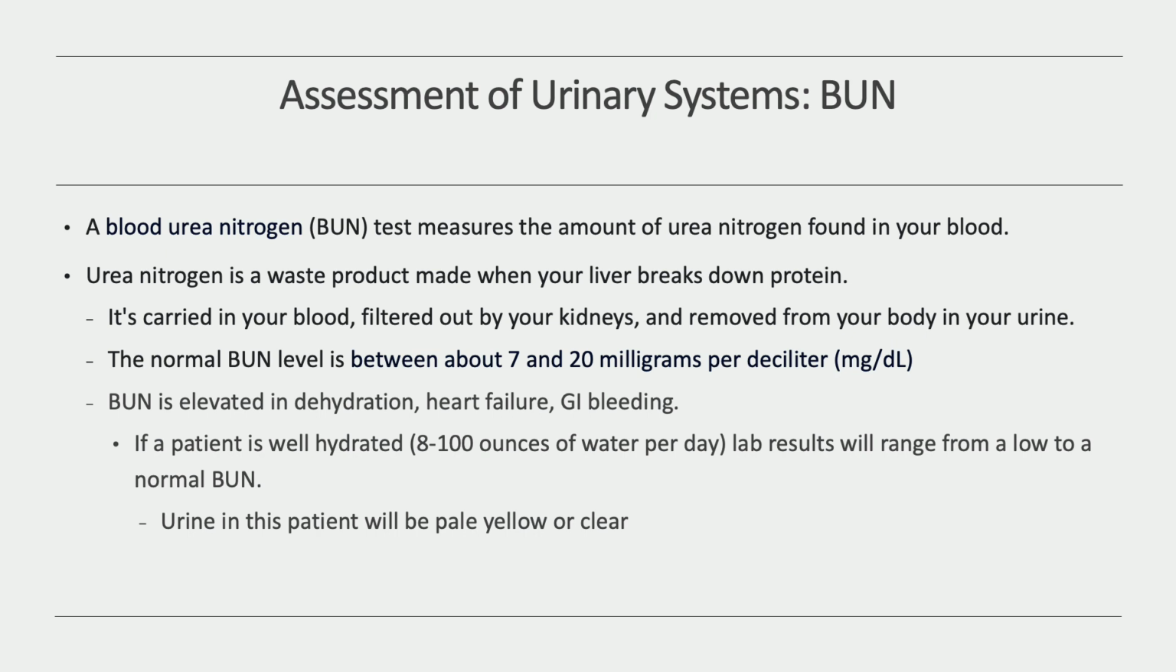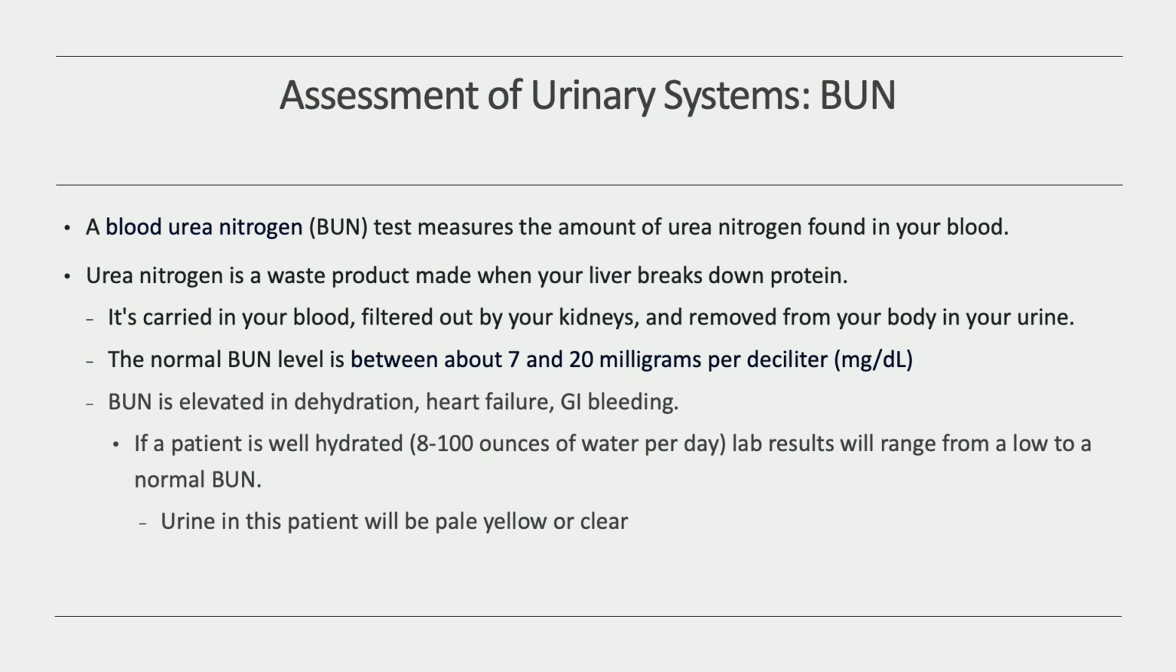Now, when we're dealing with urinary systems, we do lab levels. One of them is a BUN, or what they call a blood urea nitrogen measurement. It lets us know how much urea nitrogen is found in the blood. It's a waste product when your liver breaks down proteins. It's carried in your blood, filtered through your kidneys, and supposed to be removed from your body. So normal BUN level is 7 to 20. And when we're dealing with dehydration, heart failure, or GI bleeding, you're going to deal with elevation of your BUN levels.